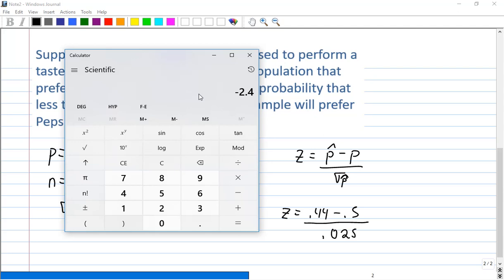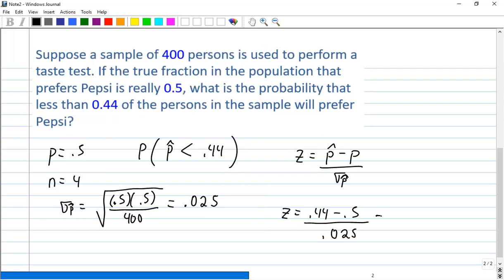So even 5 or 6 places is rounded. It's a rounded value. But since you will always round your z-scores to 2 places, taking that out to 5 or 6 places is okay. I've learned from experience. I've gotten problems wrong and wondered why, and it was because I tried to round too early. Try not to round very much, or at least to 1, 2, 3 places until the very end, if you can. So when you do that in your calculator, it just so happened we got negative 2.4.